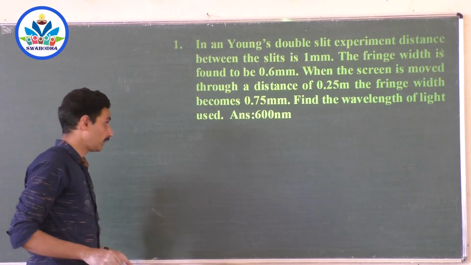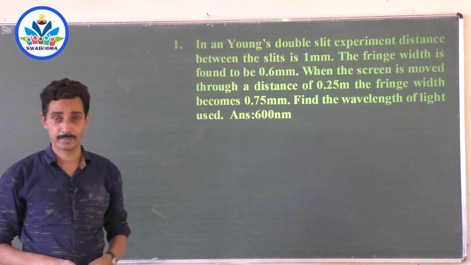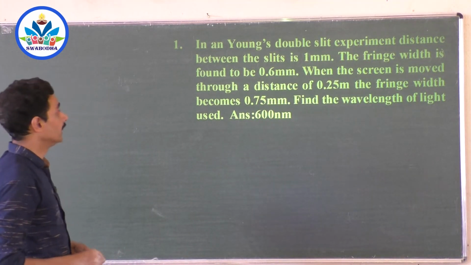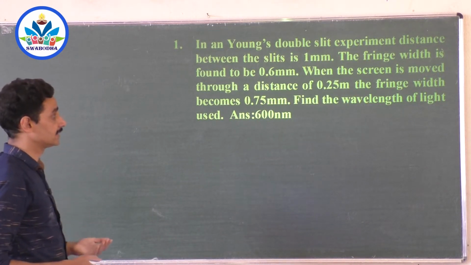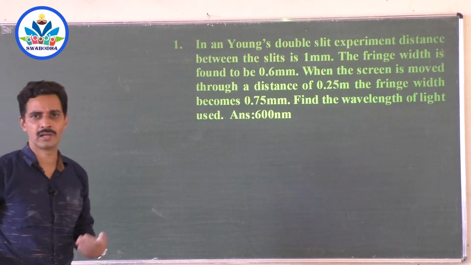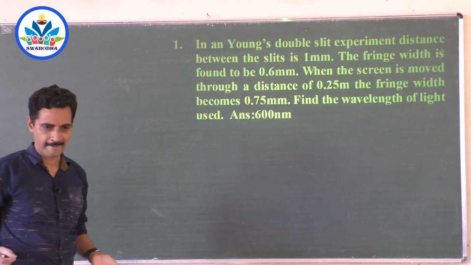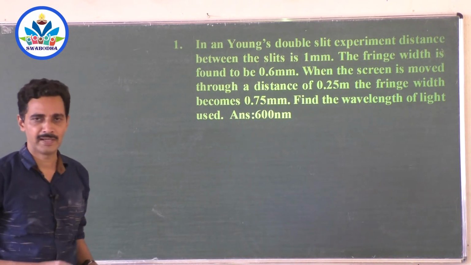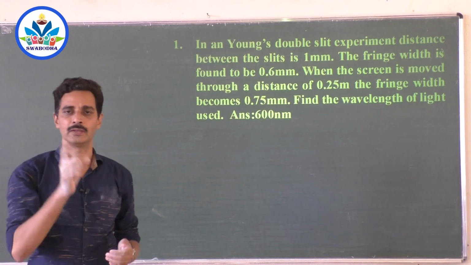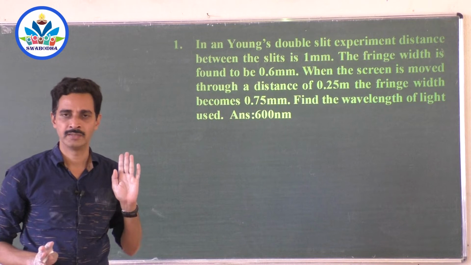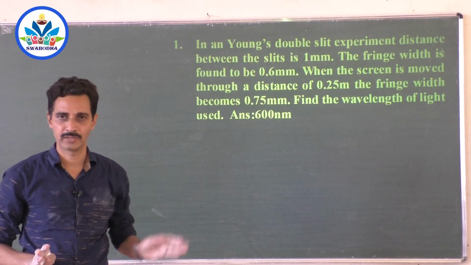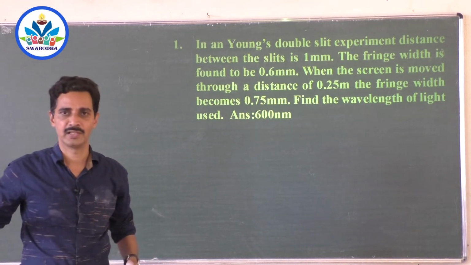This is a problem. We have seen such a type of problem earlier. In a Young's double slit experiment, the distance between the slits is 1 millimeter. Shall we go on writing the values? Take a pen, paper and calculator, sit in front of either your mobile or laptop, whatever you are using, and start working it out along with me.